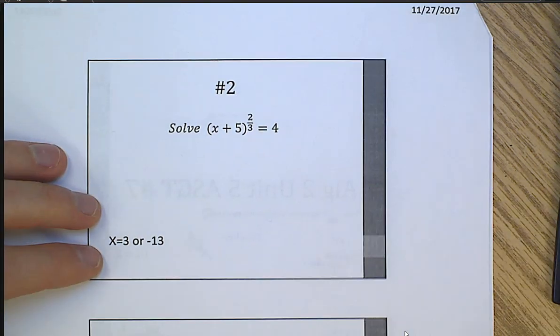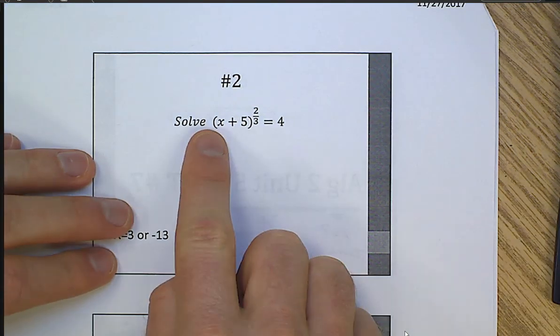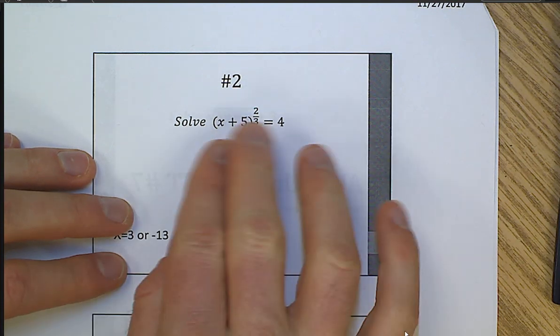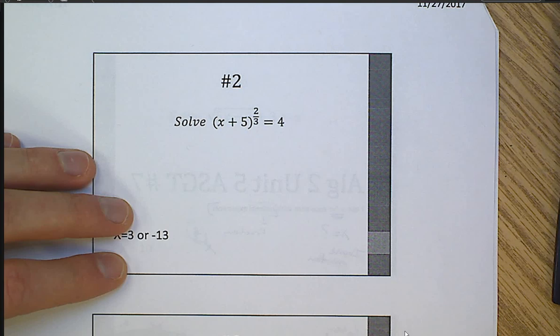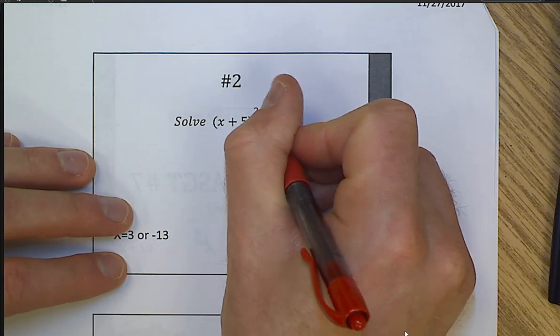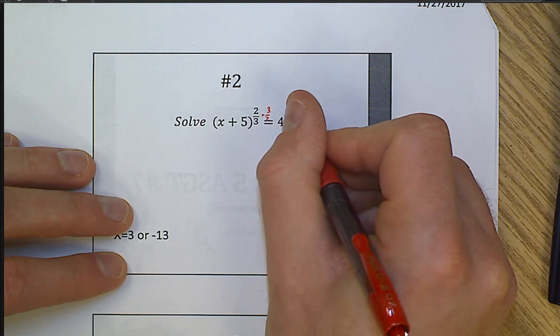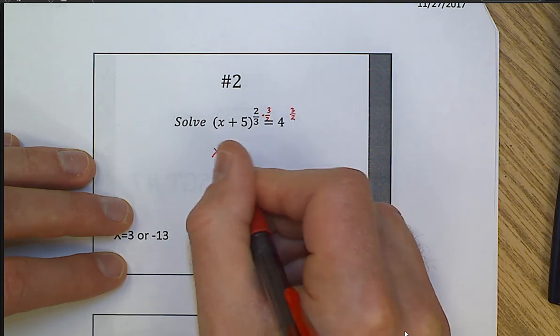Okay, so on this one here, when we look at this, we see that we have nothing out in front of the x plus 5. There's nothing added outside of the quantity, so it's already isolated. And what we're going to do here is multiply by 3 over 2. So this is really 3 over 2. So we're left with x plus 5 equals.